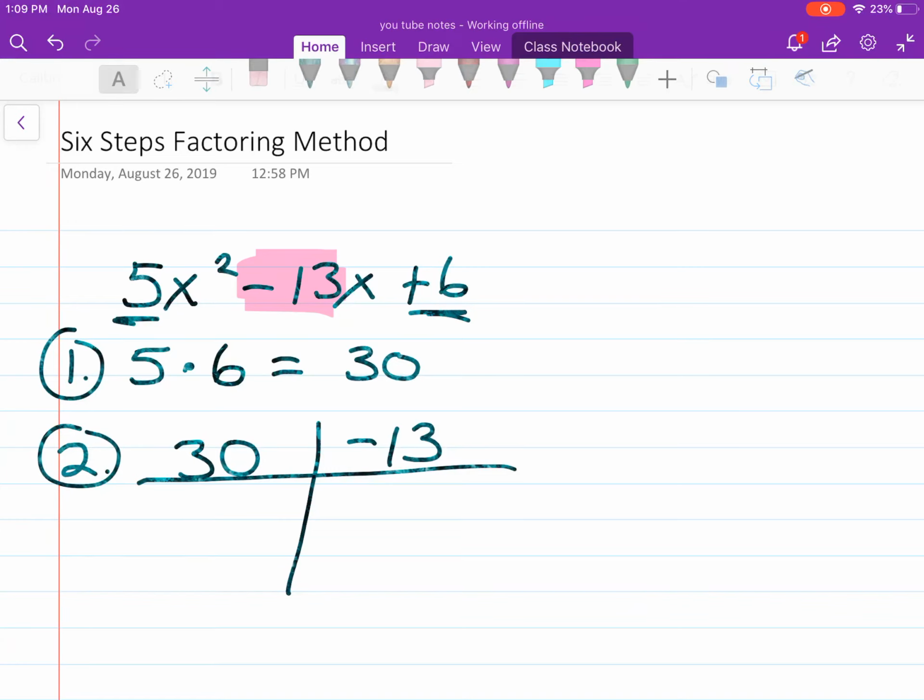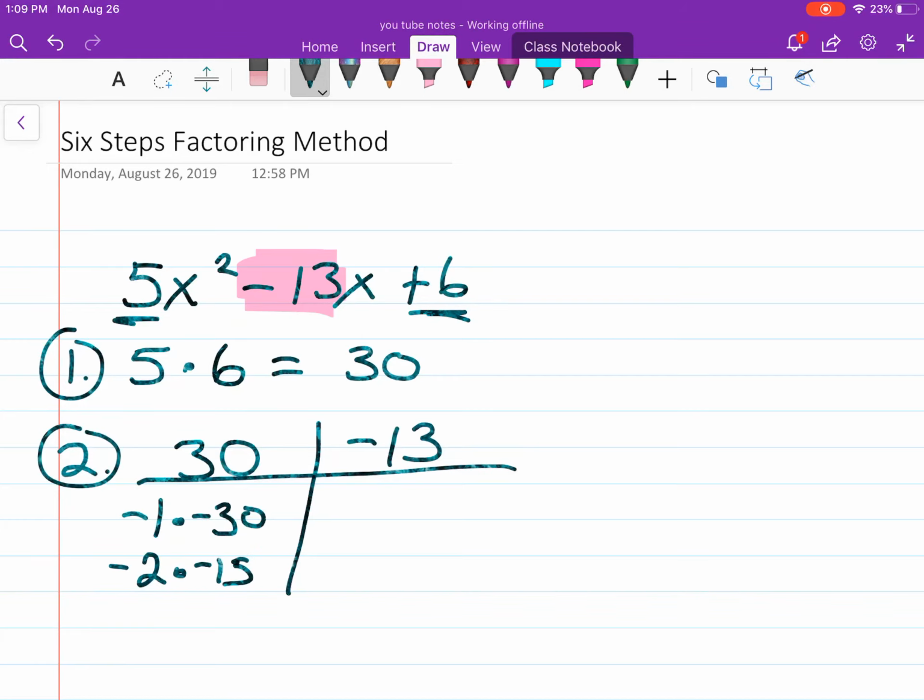All right, so I have to know that a negative 1 times negative 30 gives me positive 30. A negative 2 and negative 15 give me a positive 30. A negative 3 and negative 10 give me positive 30. And a negative 5 and a negative 6 give me positive 30. Now, why did I pick the negatives and not the positives? Well, that's because I'm working with a negative 13.